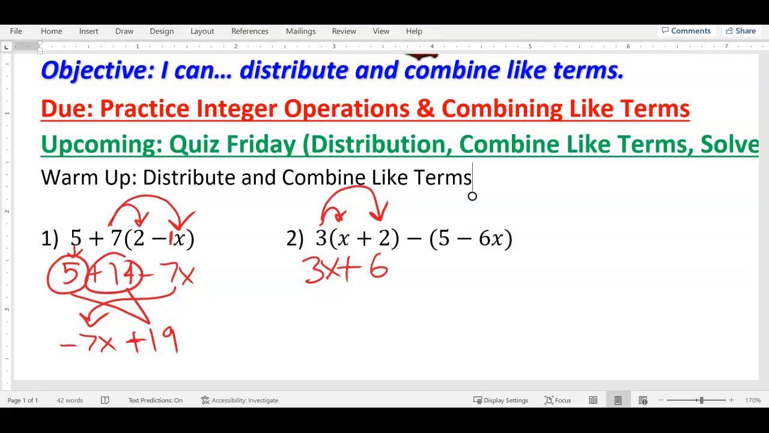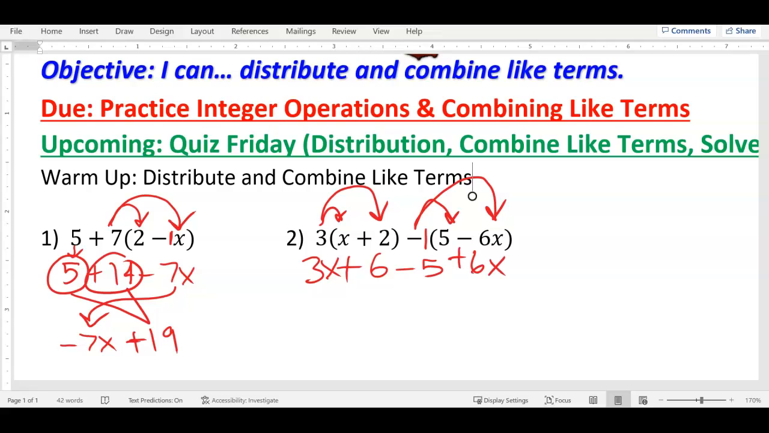Now, the next set of parentheses, there's a negative in front. That means negative something. What is it? What goes right here, and it's negative 1, right? So let's distribute the negative 1. Negative 1 times 5 is what? Negative 5. Always, if you're not sure, check it with the calculator, right? What about negative 1 times negative 6x? Okay, good. A negative times a negative is a positive 6x, right?